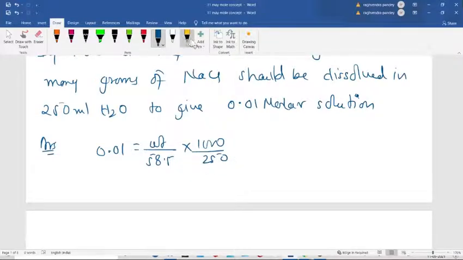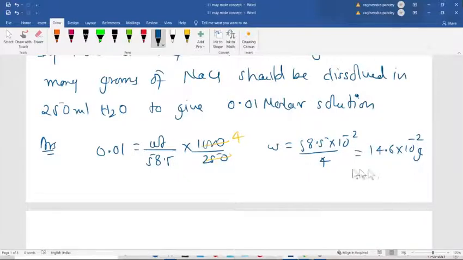So let's check it. So 1000 by 250, that is 4. And then it is your 0.01 and 58.5, so weight will be 58.5 into 10 to the power minus 2, I can write like this, divided by 4. So 4 ones are 4, 4 4s are 16. Then 16, 25, 4 6s are 24, so 10 to the power minus 2. So that is the answer.